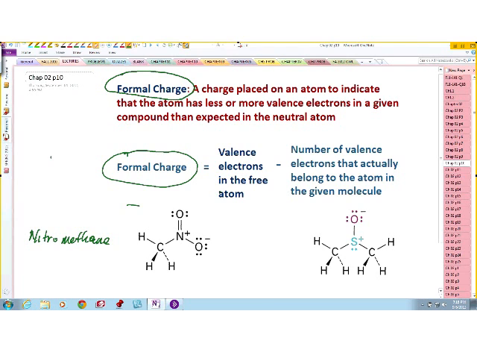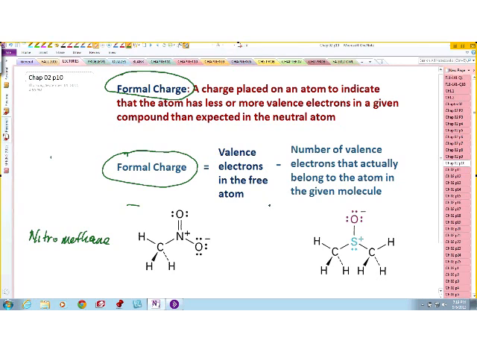You said the nitrogen doesn't obey the valence rule, right? Yes, because the valence of nitrogen is 3. But this nitrogen here has 4 bonds. So it is violating the valence rule, right? It has 4 bonds. Okay? So because of that, we must place a formal charge on that nitrogen.